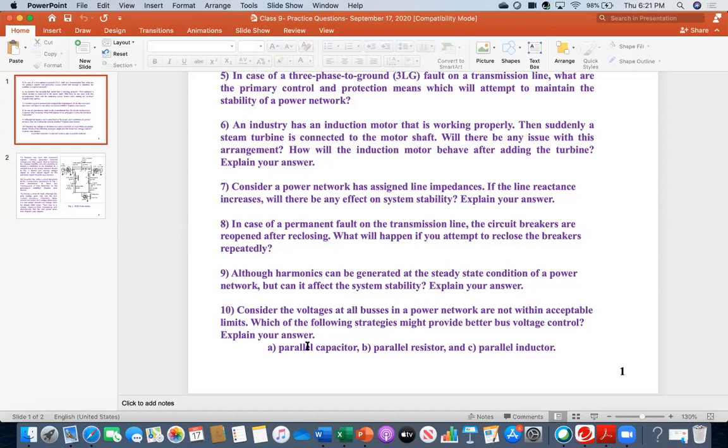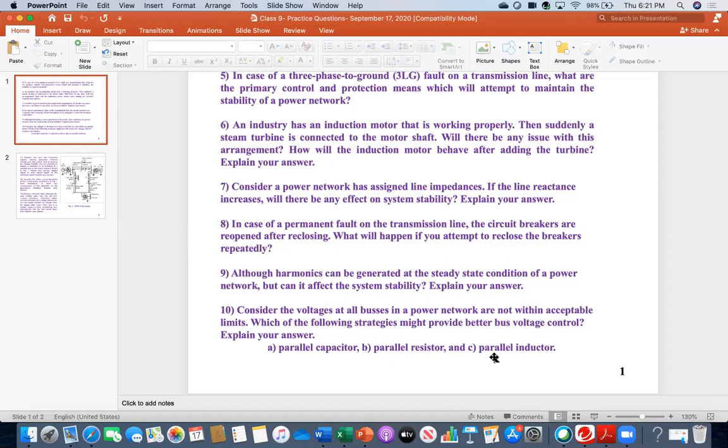Then question number 10, right? Consider the voltage at all buses in a power network are not within acceptable limits. So meaning that definitely this is the case of a voltage stability issue. Which of the following strategies might provide better bus voltage control? Because there is a voltage stability issue, now you need to put some control means. You have to control the bus voltage.